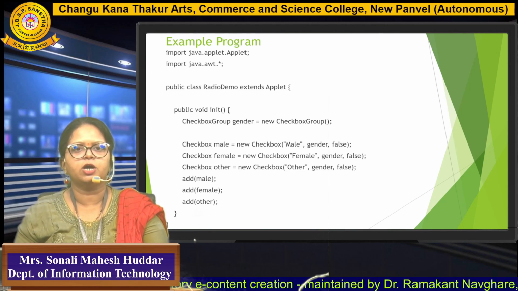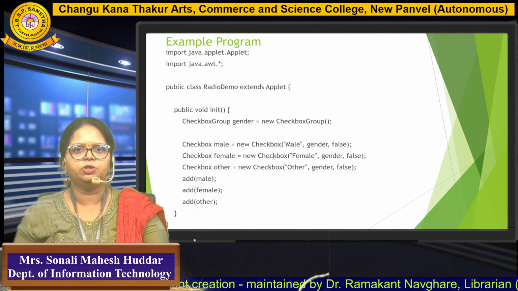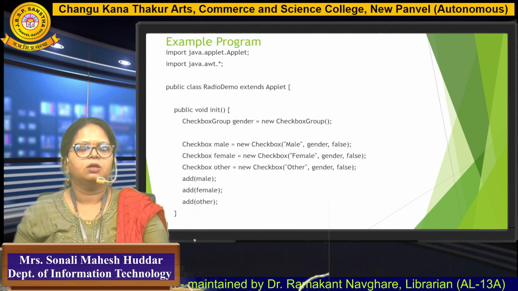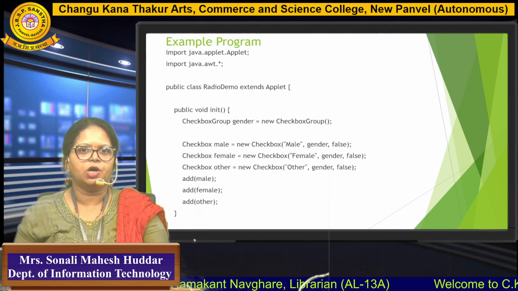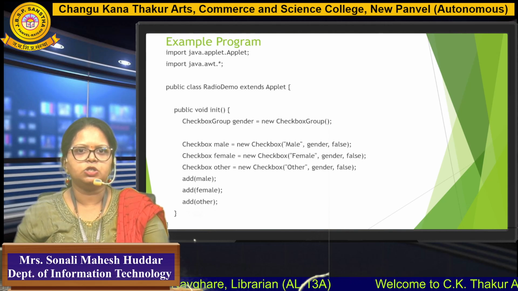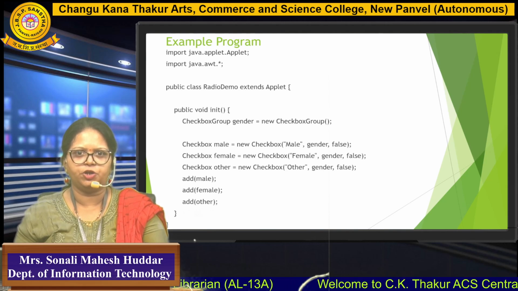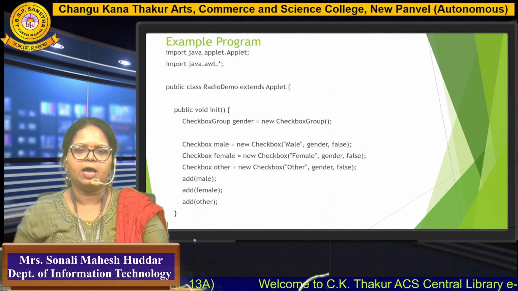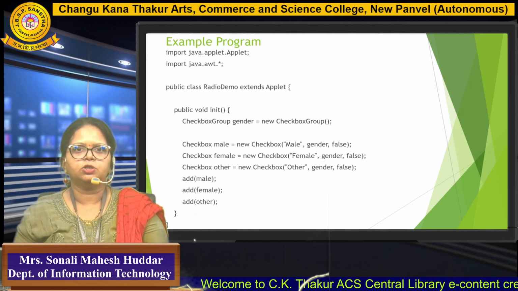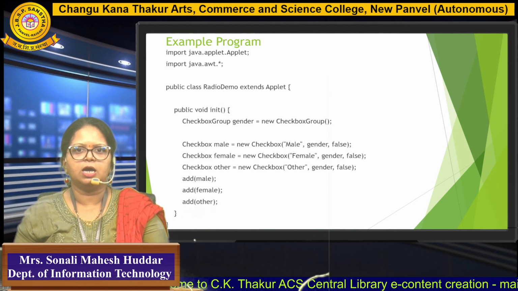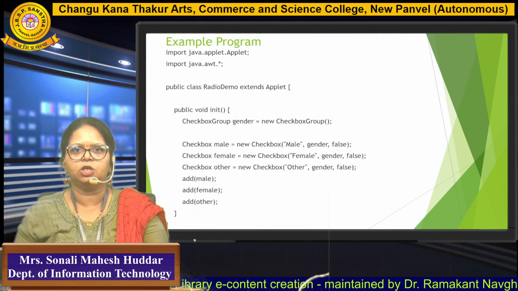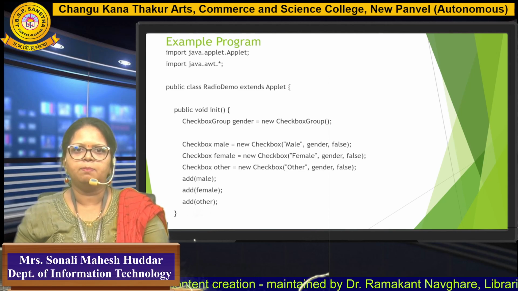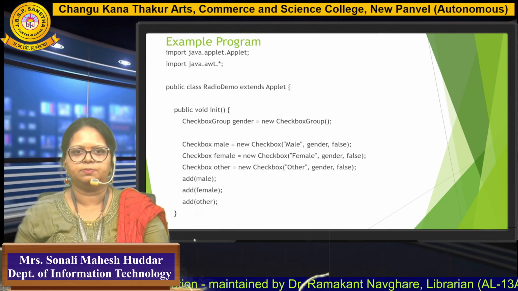So just consider here you are creating one checkbox whose object name is male and checkbox group is gender, and by default it is not selected. Checkbox female is equal to new Checkbox, female is the string, gender is your checkbox group and false by default. Checkbox other is equal to new Checkbox, other, gender and false. As we are creating these three checkboxes, we are just going to add them on an applet. So add male, add female and add other.